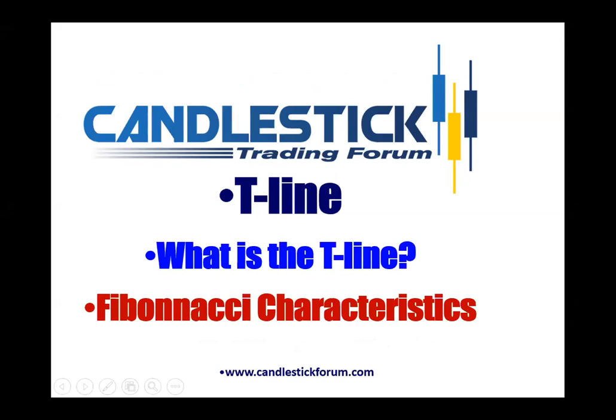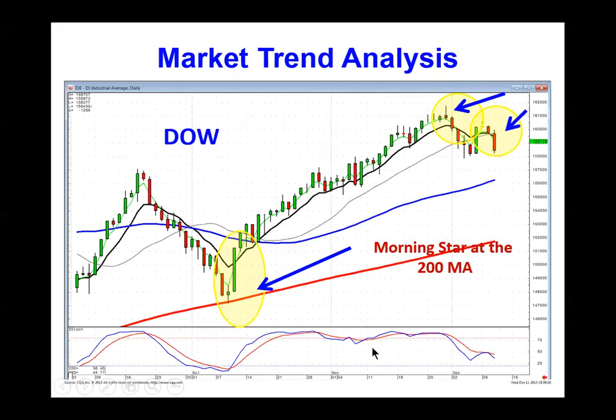But the T line acts like a natural support and resistance level of human nature, like a Fibonacci characteristic. So this is the bread and butter of candlestick analysis. If the candlestick signals are the graphic depiction of what's going on in investor sentiment, and the T line is a natural support and resistance level of human nature, when you combine those two, you've got an extremely powerful trend analysis combination.